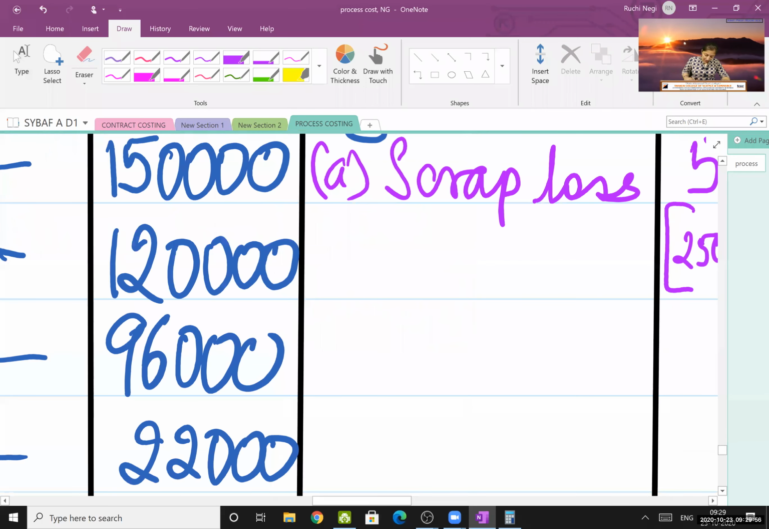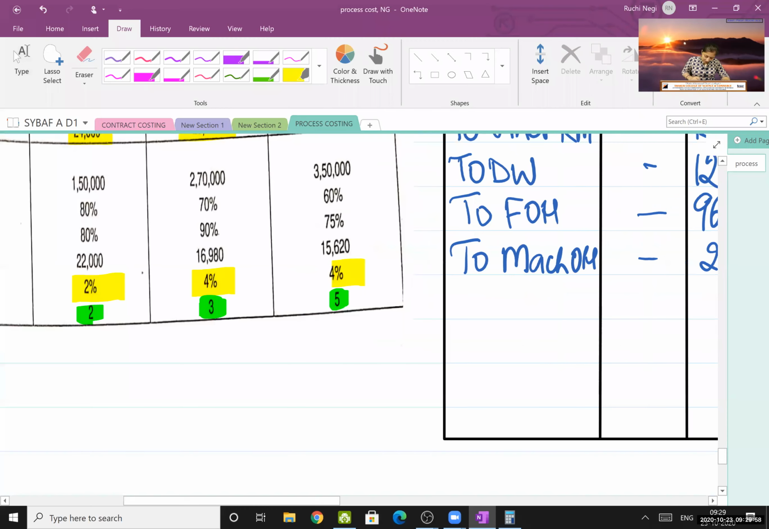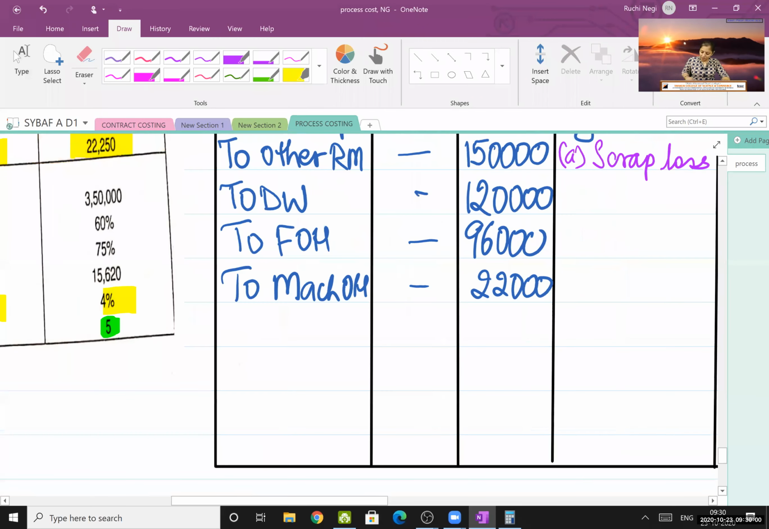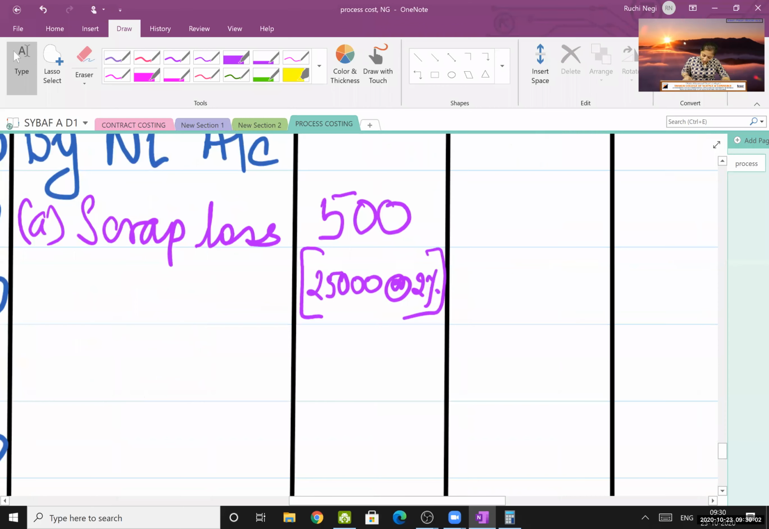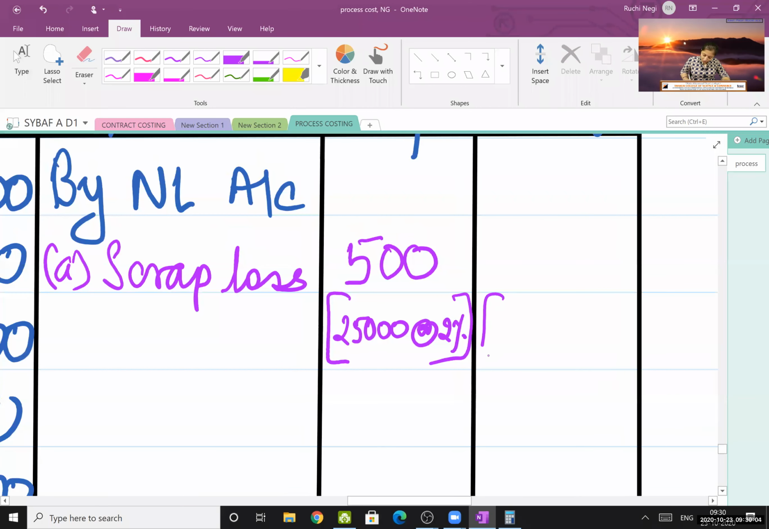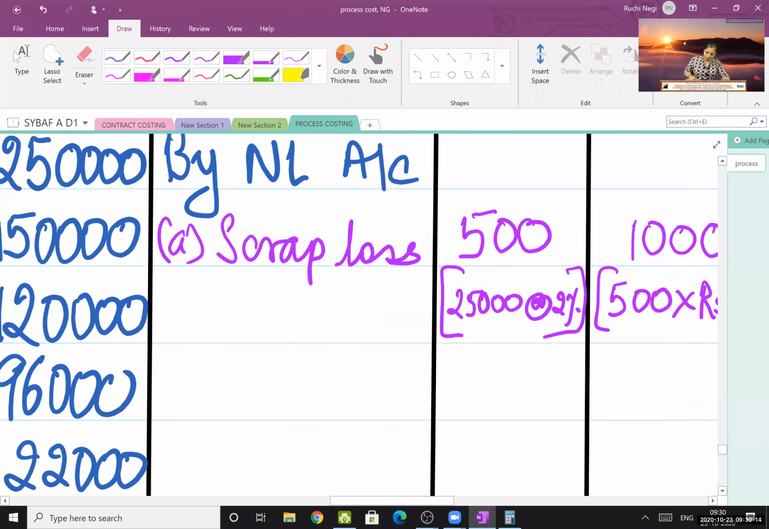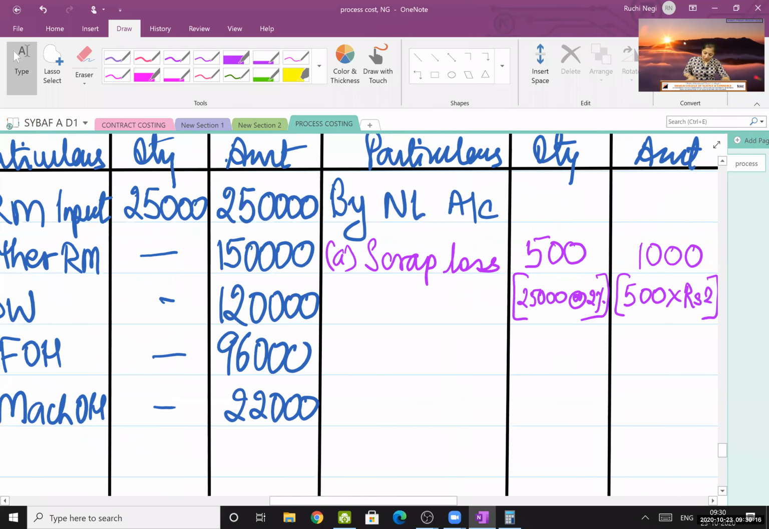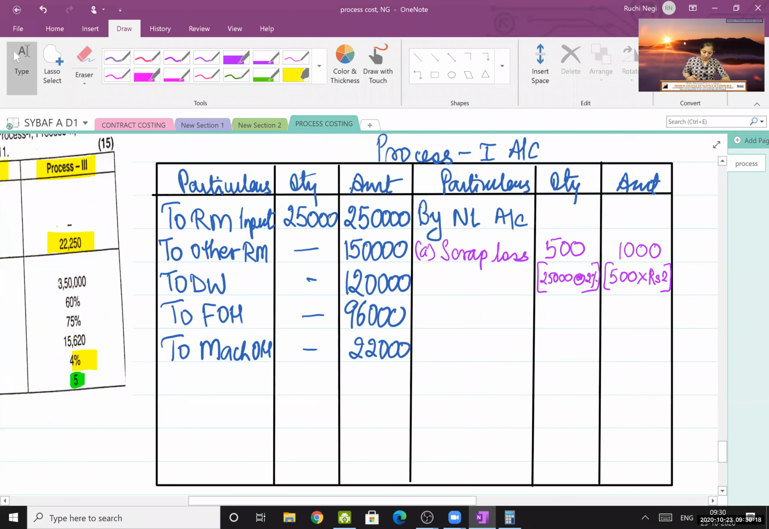Next, इसका स्क्रैप वैल्यू कितना है? कितने में बेच रहे हो? 2 rupees per kg. So multiply now. So 500 quantity multiplied with rate. कितना आएगा ये? 1,000 rupees. Am I clear? समझ में आया? Everyone?